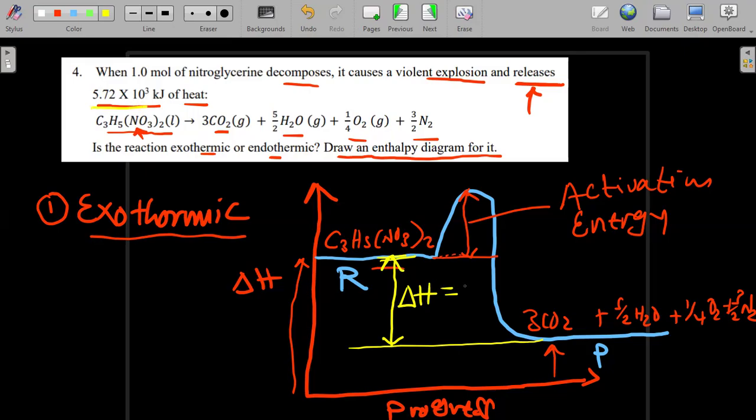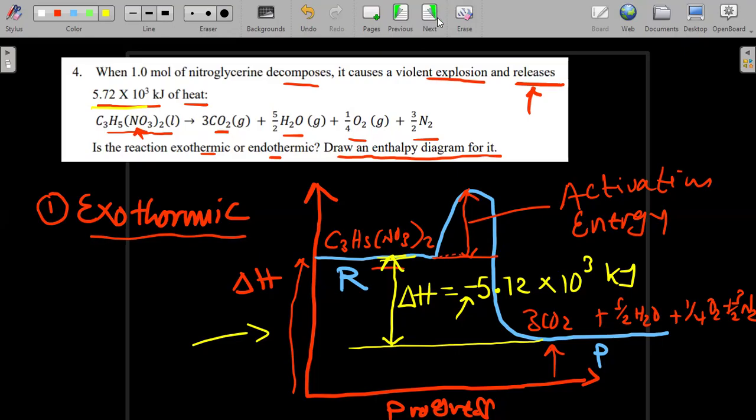So when writing it here, we're going to write it as a negative. Why? Because energy is being released by the system, times 10 to the power 3 kilojoules of heat. So we're going to put this negative here because energy is being released to the surroundings. So this is the enthalpy diagram for this exothermic reaction. All right, so we are done with that one.